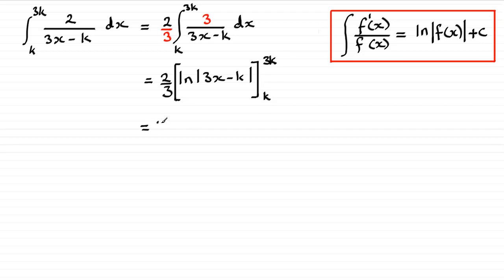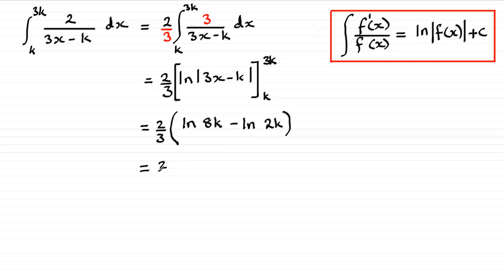So we just need to substitute our value for 3k in first of all, so we've got the natural log of 3 times 3k, 9k, minus another k, so that's the natural log of 8k. And substituting the k in, we've got 3k minus k, that's 2k, and we would subtract that value, natural log of 2k. Knowing that k is a positive constant, these values are going to be positive, so I don't need to put modulus signs here.